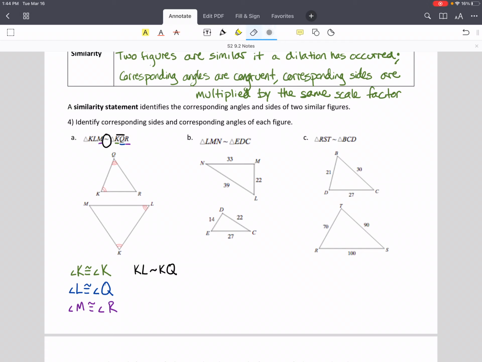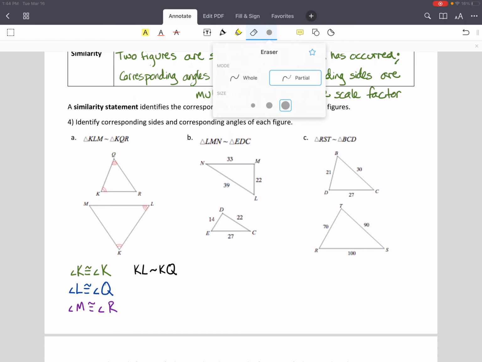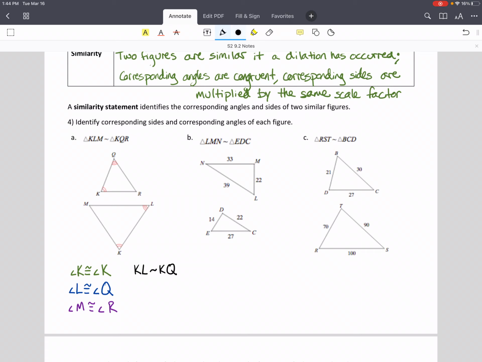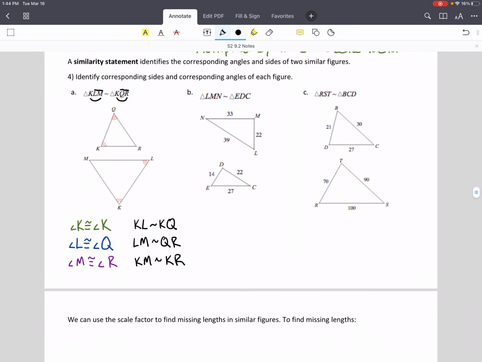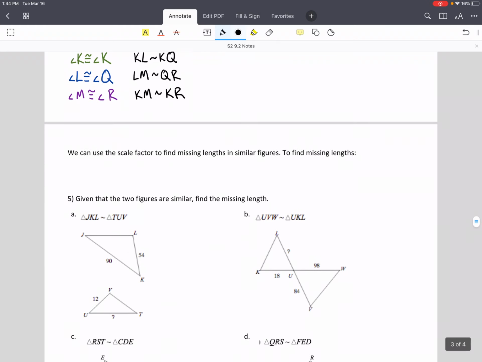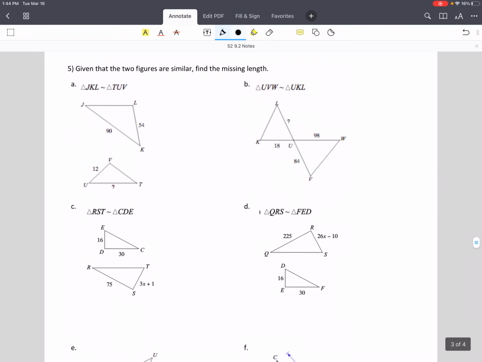Here, I'm going to erase this stuff. And I can also see LM is going with QR. And my last pair of sides is actually here. KM goes with KR. And so that's how we can read a similarity statement and use it to our advantage. So instead of going through the rest, we're just going to put everything together to find missing lengths.